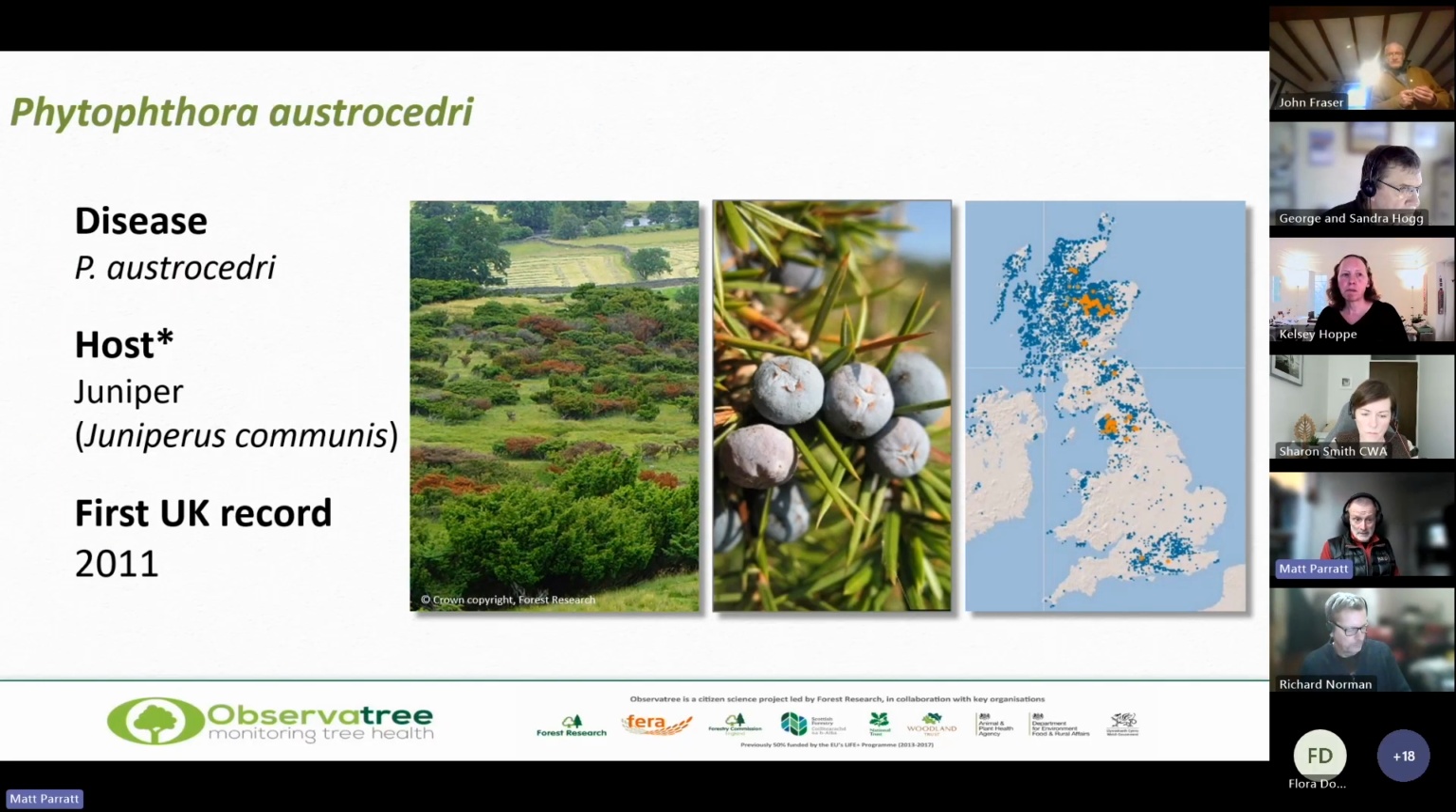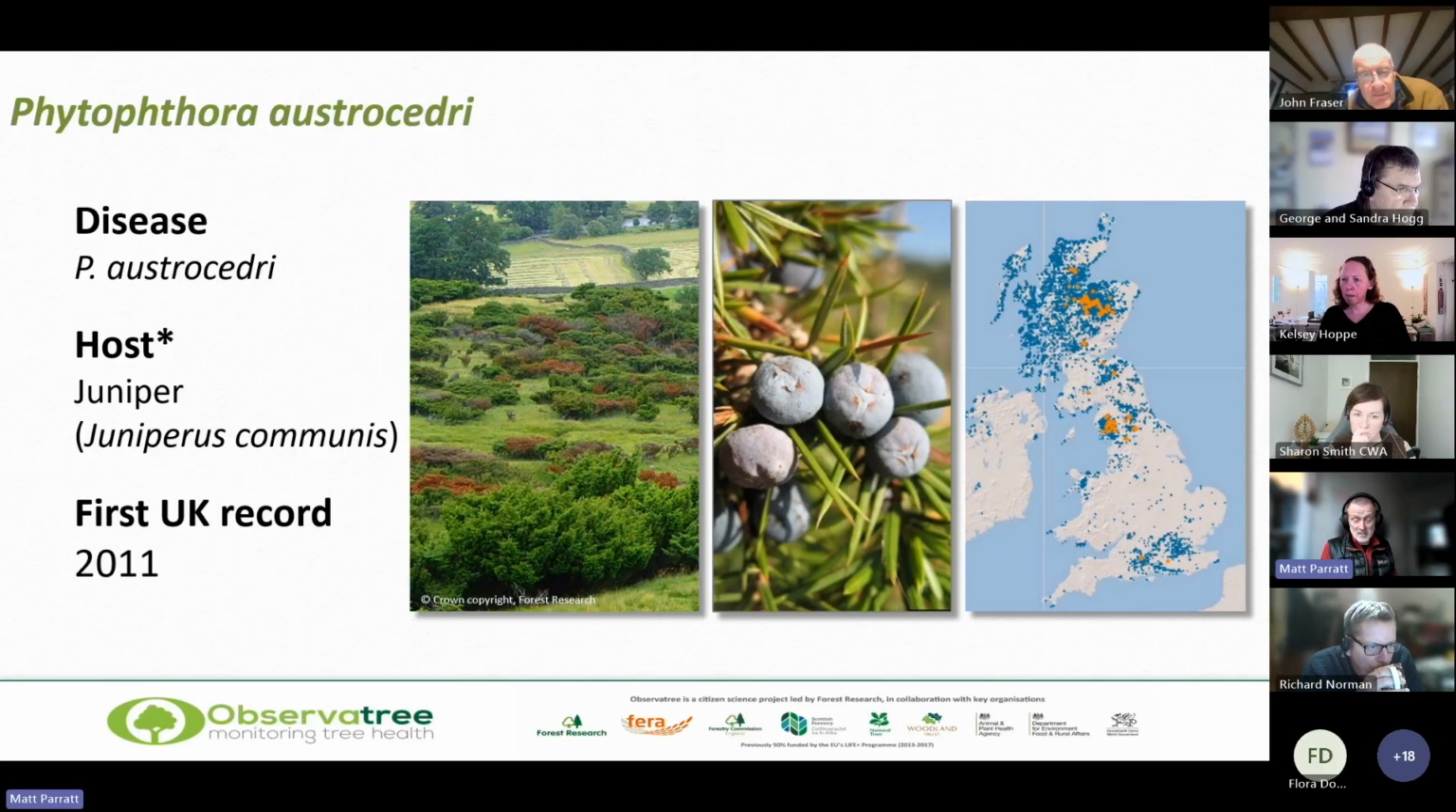Another really important one is this lovely organism called Phytophthora austrocedri. Phytophthora means plant destroyer. So these are a group of fungus-like organisms that attack a whole range of different species. Potato blight, the cause of the Irish famine, was a Phytophthora. So it covers a whole range of things, but the one in particular that we're interested in here is called austrocedri, and that affects common juniper, Juniperus communis, all across the UK.